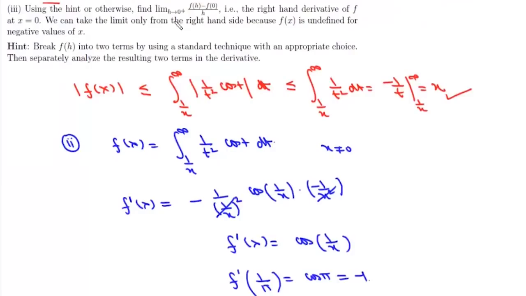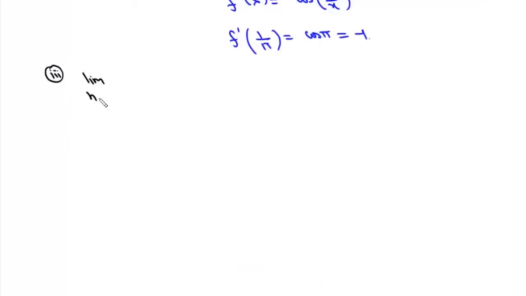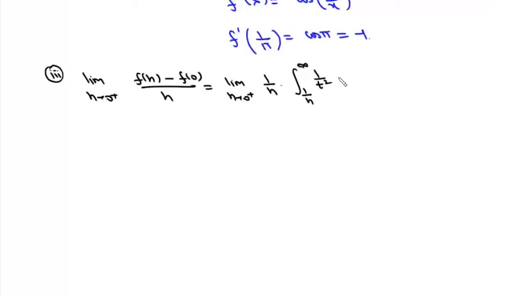Now this third part is, using the hint or otherwise, find this limit h tends to 0 positive (f(h) minus f(0)) upon h. Now in the question it says f(0) is 0. So basically we have to find the limit h tends to 0 positive (f(h) minus f(0)) upon h, and it will be this limit h tends to 0 positive 1 upon h times the integral from 1 upon h to infinity of 1 upon t square cos t dt, and f(0) is 0. Now we'll solve this question using integration by parts. So this is the first function and this is your second function.